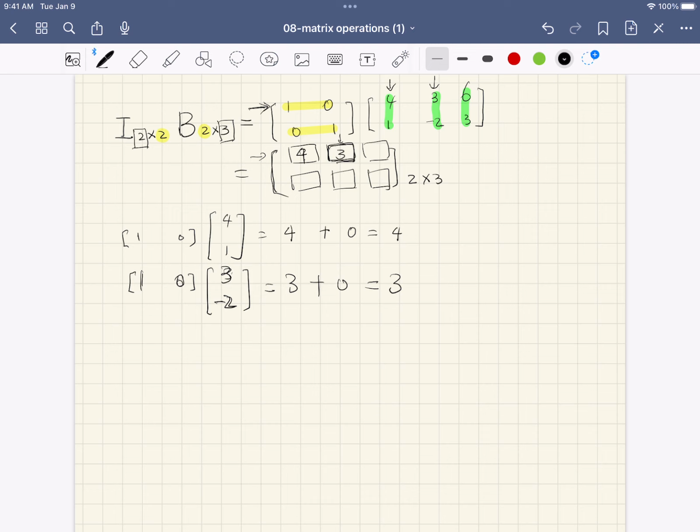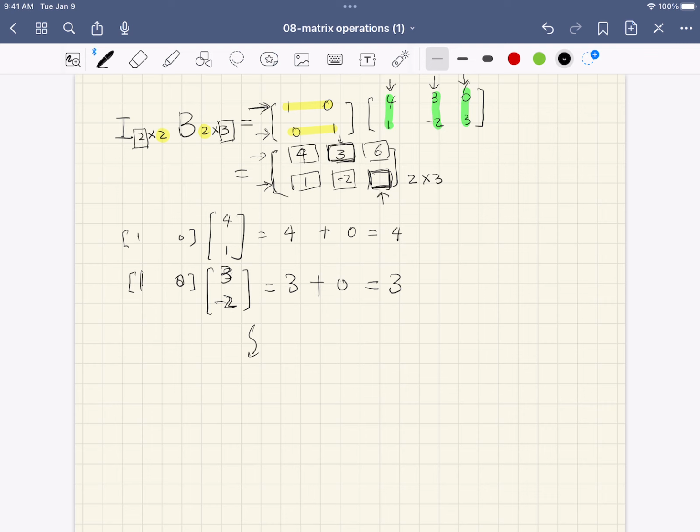We can keep going. We will find this is 6. I'm going to make a shortcut. You can do the practice by yourself: 1, -2. I will do the computation for the last one. This is located in the second row, third column. In other words, you want to do the product of the second row and third column.